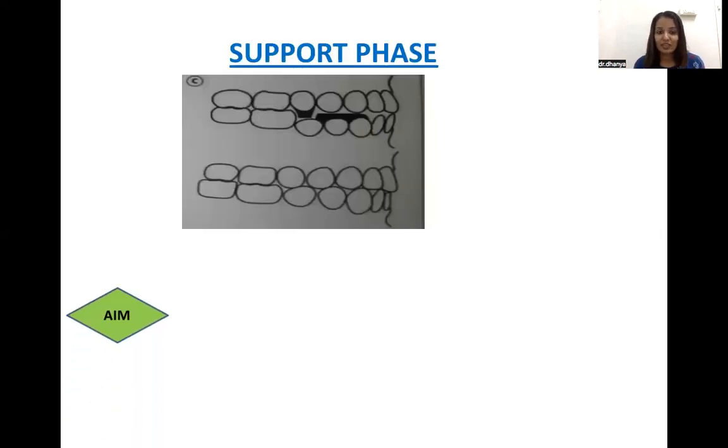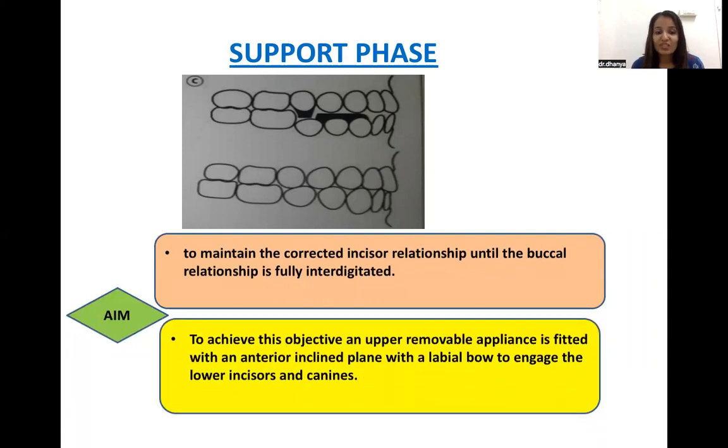Next one is the support phase. In the support phase, once we obtain this molar relation, that is, anterior and molar relation is obtained, this is to maintain the corrected relationship of the incisors until the buccal relationship is fully interdigitated. That is, the incisor relationship is there, that we are maintaining to completely stabilize the molar relationship.